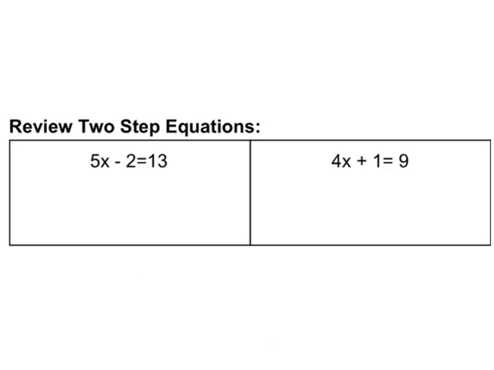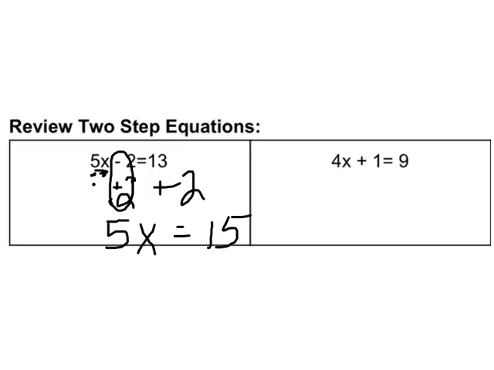The last thing we're going to do is just quickly review two-step equations. So we're trying to get this x by itself. To get that x by itself, we need to undo everything. But first we want to start with what's furthest from the x, or what's not close to the x. So I have my minus 2. I'm going to undo that by doing plus 2 on both sides. Minus 2 plus 2 ends up with 0. So I'm just left with 5x. And on the other side of the equation, I'm left with 15.